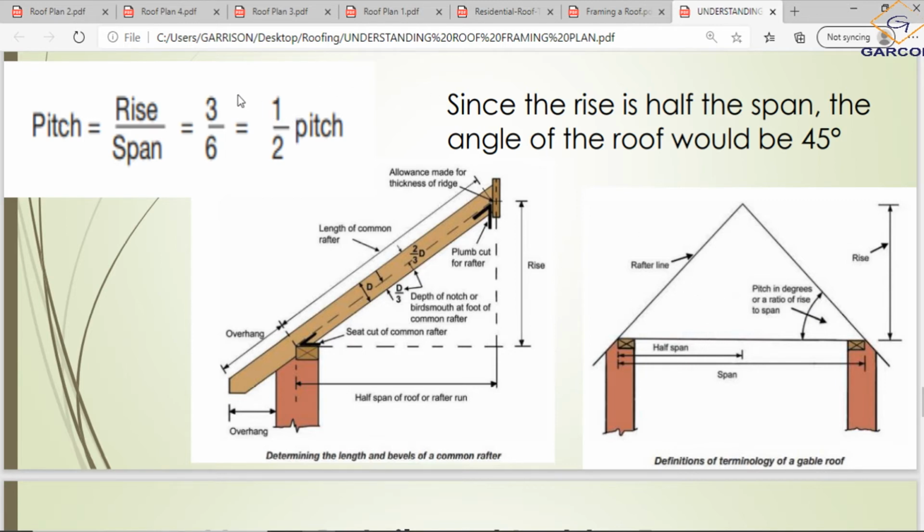If this was, let's say, 2 out of 6, right? And we do 2 into 2, 1 time, 2 into 6, 3. Then we'd have 1 over 3. And if we have 1 over 3, we'd have to say 1/3 of 90 is what? 30 degrees. So therefore the roof pitch would be 30 degrees.